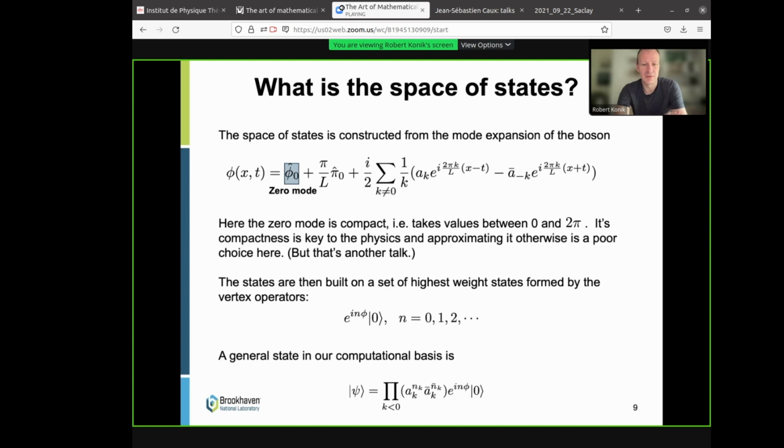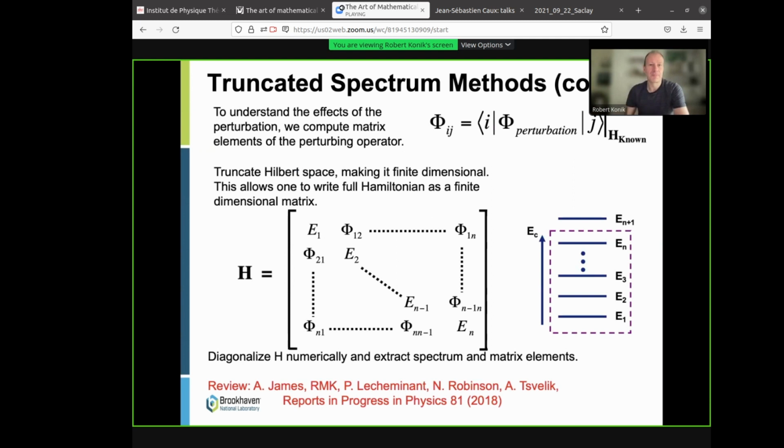So there's the zero mode part of the field, and then there's the oscillator modes. The space of states of this theory is built by first constructing a set of highest weight states, which are basically formed by acting on the conformal vacuum with the vertex operators. Then you can take those highest weight states and act with some arbitrary number of oscillator modes. And so this state at the bottom is our basis, a general state in the C equals one CFT. So that's our basis of states.